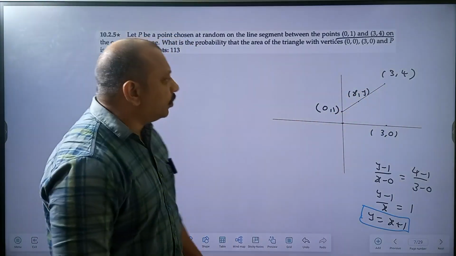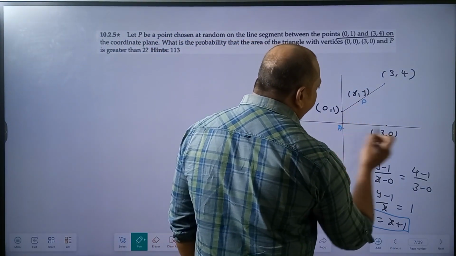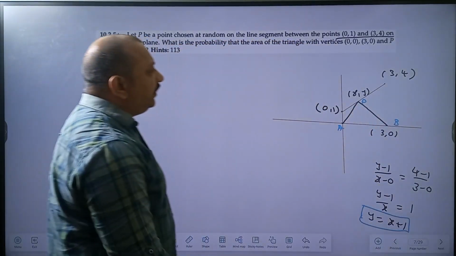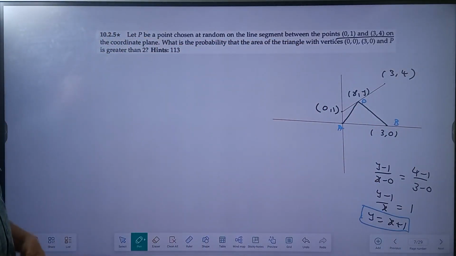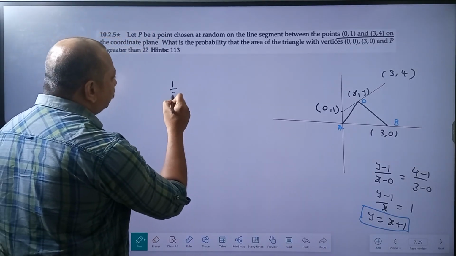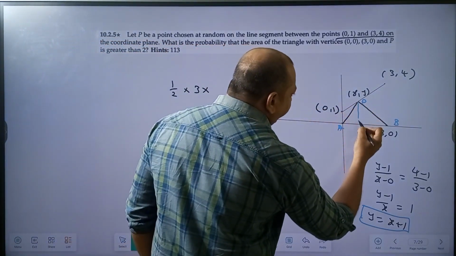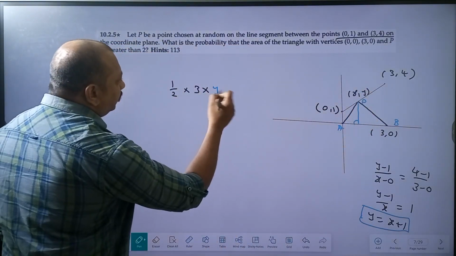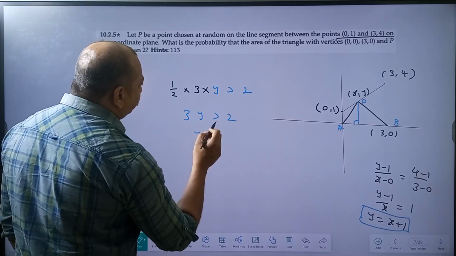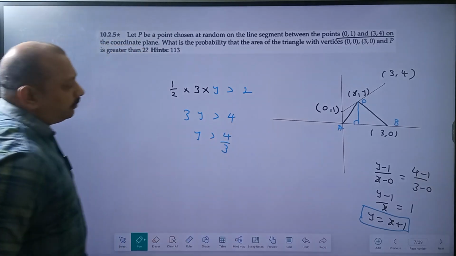You take a point (x, y). Now what do you need to find? The area of the triangle with this point P, A, B. The area of this triangle must be greater than 2. What is the area of this triangle? Half into base into height. Base is 3 units. Height is y, right? Y must be greater than 2, they are saying. So 3y is greater than 4. Y is greater than 4 by 3.